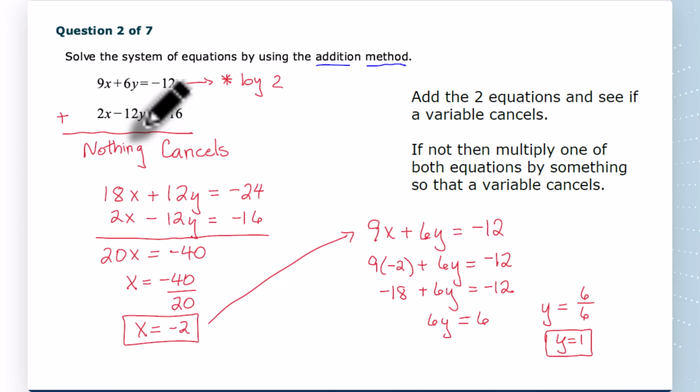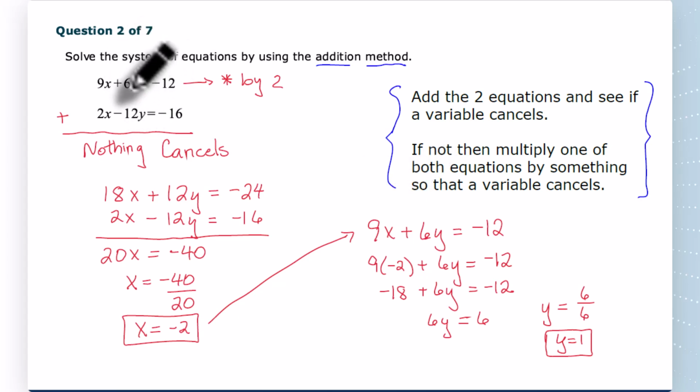Another method for solving systems of equations is to use the addition method. In the addition method, I'm going to add the two equations together and see if I'm lucky and if a variable cancels. 9x add 2x, nope, no canceling. 6y added to a minus 12y, nope, no canceling. So if not, then I multiply one or both equations by something so that a variable cancels.